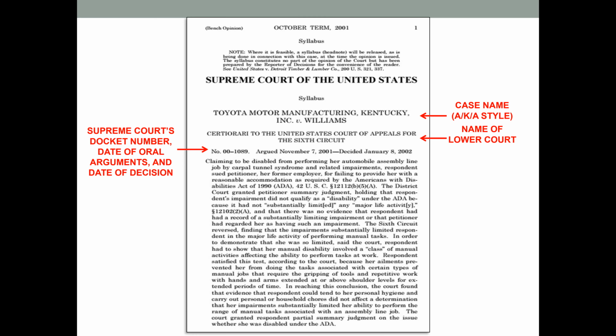The second piece of information is the date in which the U.S. Supreme Court conducted oral arguments, or heard oral arguments by the attorneys for the parties in the case. And that occurred on November 7th, 2001. And then finally, we are told the date that this decision was issued, and that is January 8th, 2002.